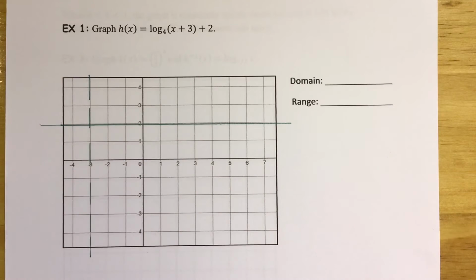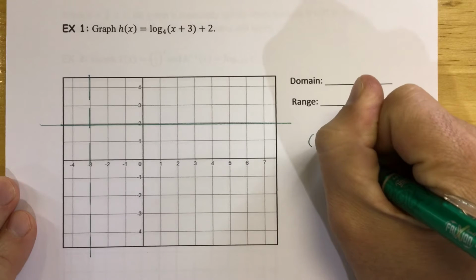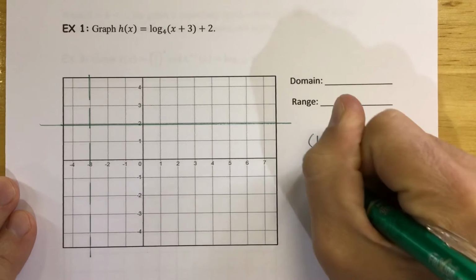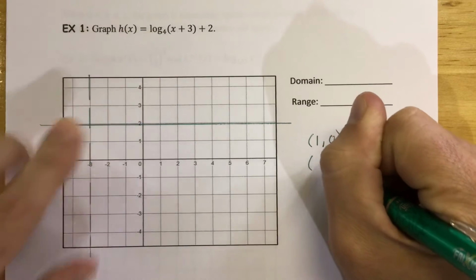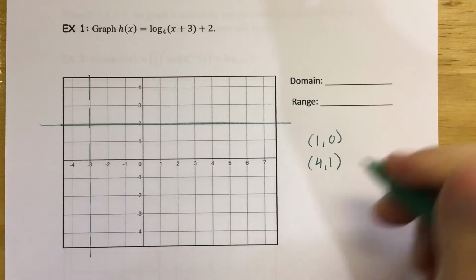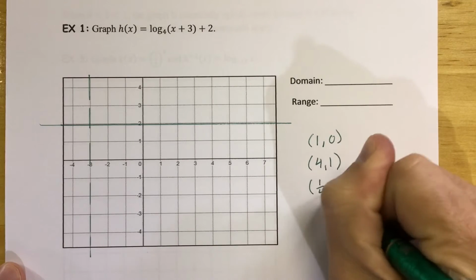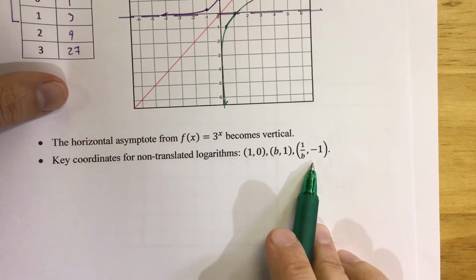So now what I'm going to do is grab my key coordinates. My key coordinates are going to be the 1, 0. It's going to be the base and 1, so that's base 4, so 4, 1. Then you also get the reciprocal coordinate, which is the reciprocal of the base and a -1. These are the 3 key coordinates, let me show them to you again, that we can use for graphing.